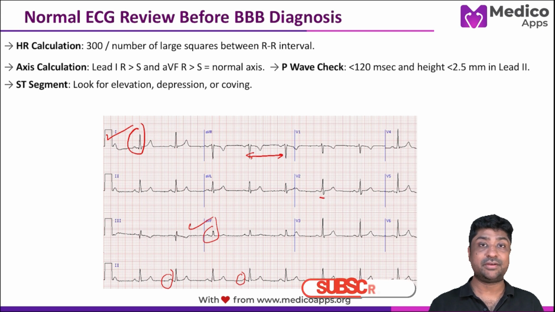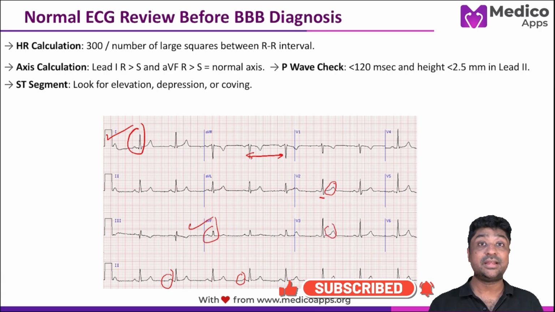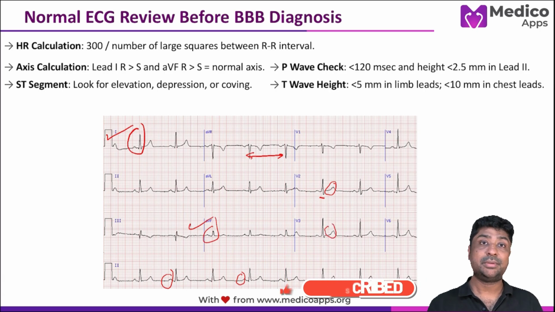Then assess the T wave height. In limb leads, it should be under 5 mm, and in chest leads, under 10 mm. Abnormal T waves can reflect repolarization issues and are common distractors in exam questions.